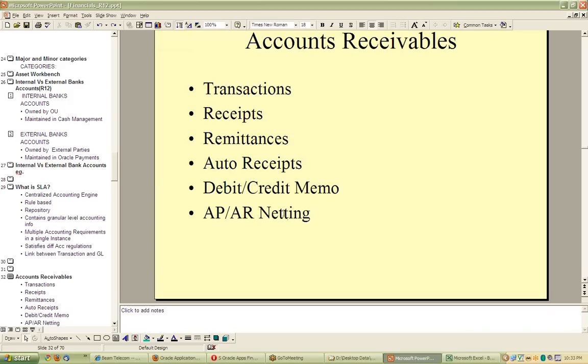Then coming to accounts receivable. In accounts receivable, it's basically a part of the sales cycle wherein you create a transaction. What is the transaction? Whenever you say, go ahead, please go ahead.